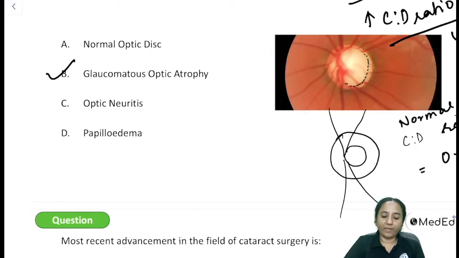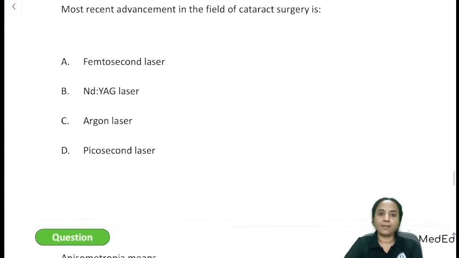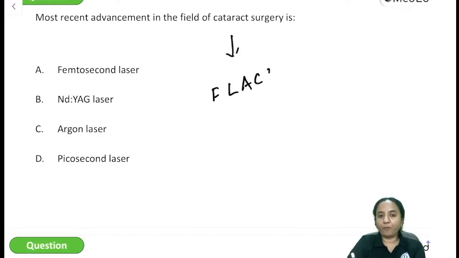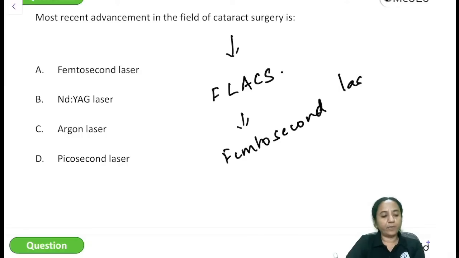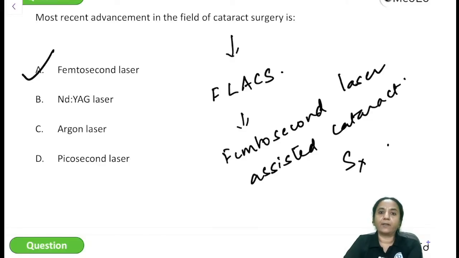Okay, chalo, next question. The most recent advancement in the field of cataract surgery is FLACS. What is the full form of FLACS? FLACS stands for femtosecond laser assisted cataract surgery. So therefore we can understand that the most recent one is the use of femtosecond laser, femtosecond laser assisted cataract surgery.